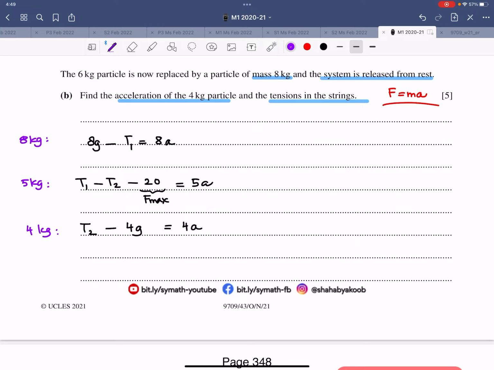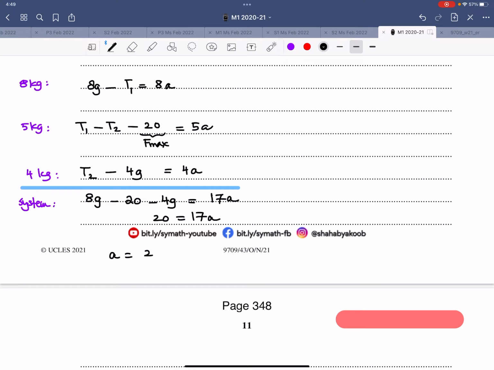And now the overall equation is for the system. So now the system equation is coming up. The tension would cancel. 8g minus 20 minus 4g, that is 8 plus 5 plus 4, 12 plus 5 is 17. 80 minus 20 minus 40. 80 minus 60 is 20. So 20 is equal to 17a. Therefore, the value of a in fraction is 20 over 17 meter per second square. That's the first thing.